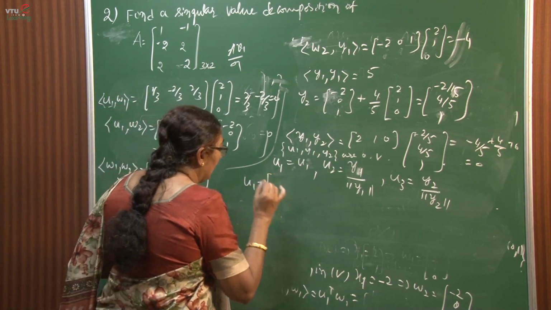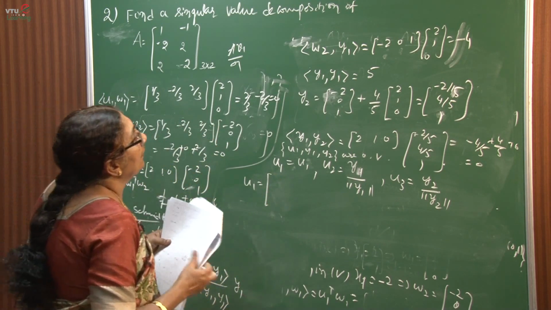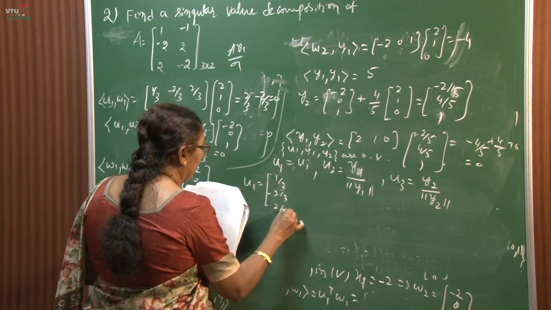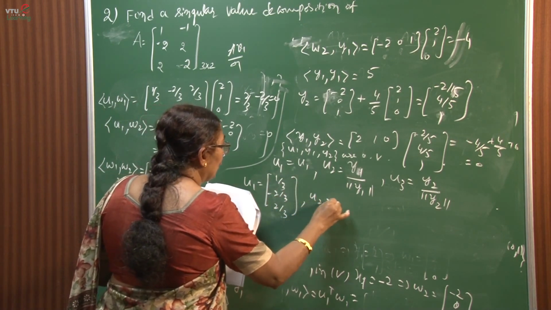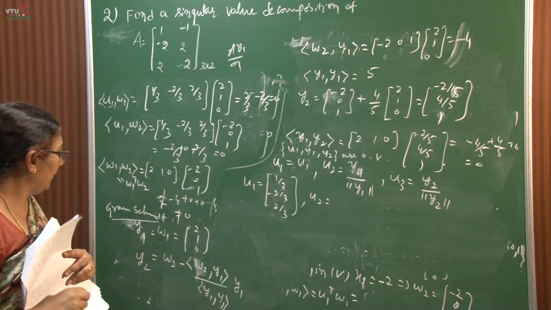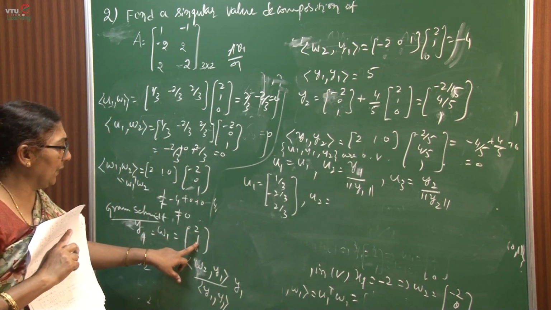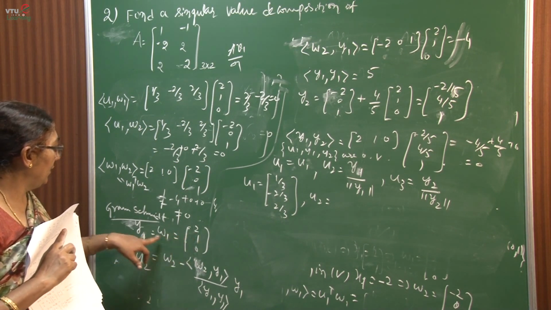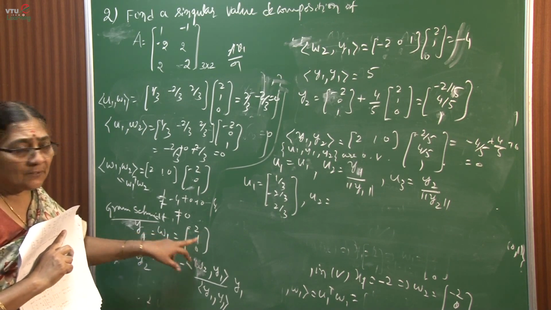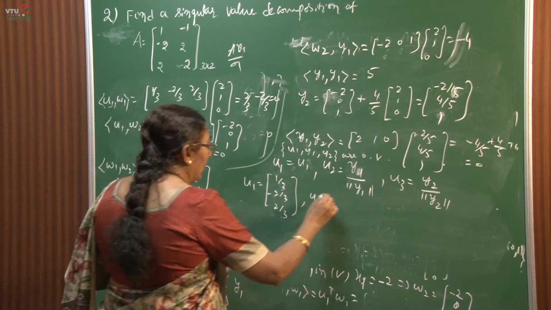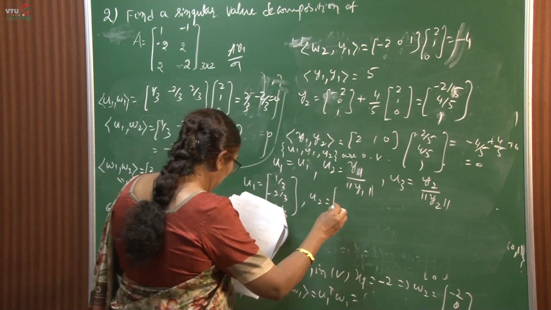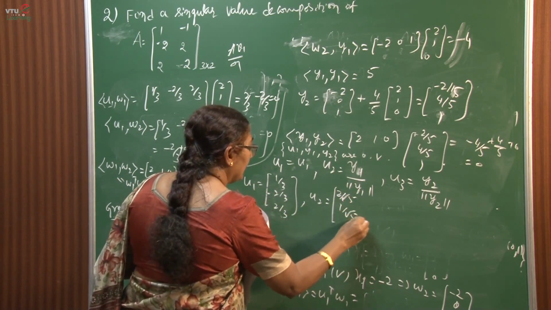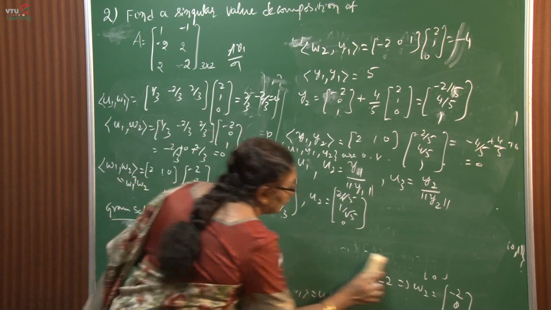You recall that we discussed this in the Gram-Schmidt process. What's the u1 vector? We already know that the u1 vector is 1 by 3, minus 2 by 3 and 2 by 3. And then u2 is Y1 divided by the norm of Y1. What is the norm of Y1? Square root of 2 square plus 1 square plus 0 square. We get root 5. Then I have to divide: 2 by root 5, 1 by root 5 and 0.